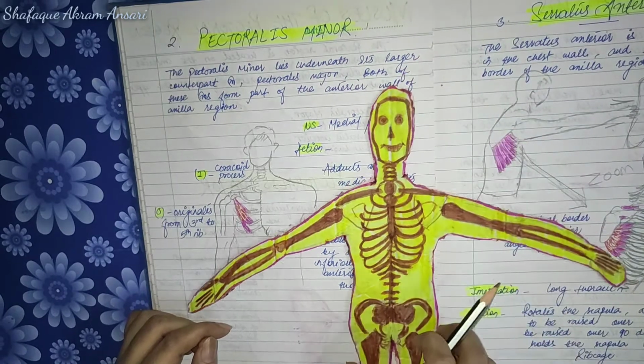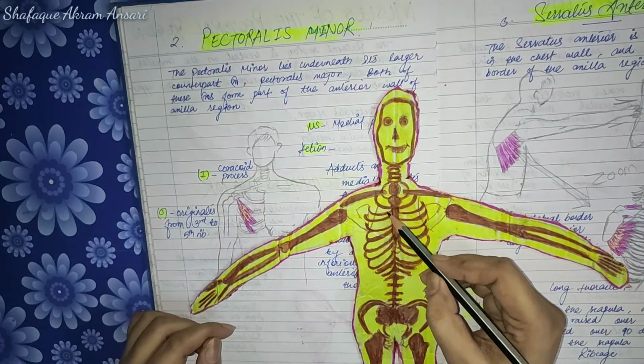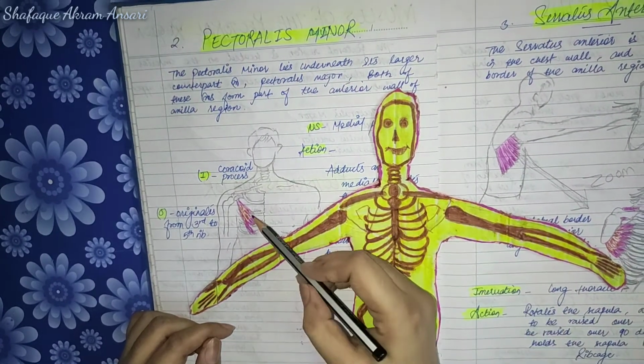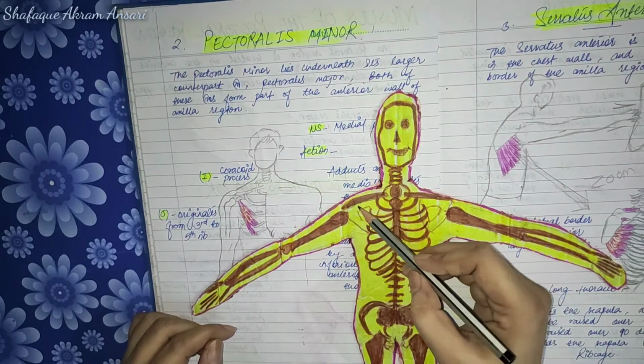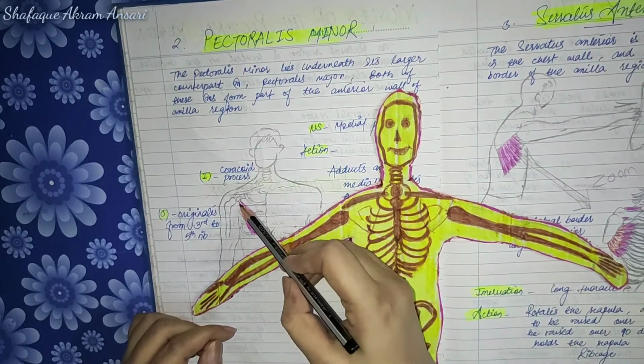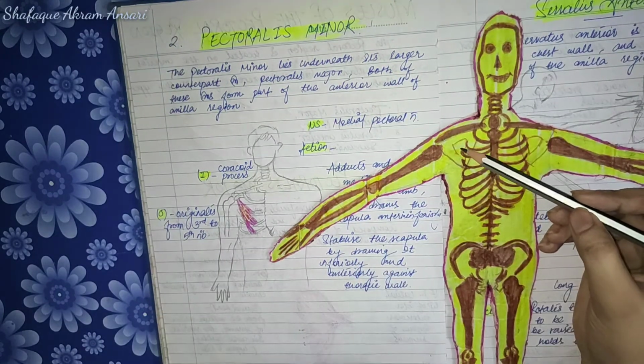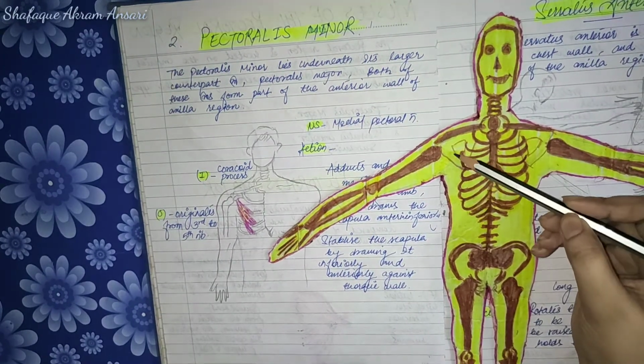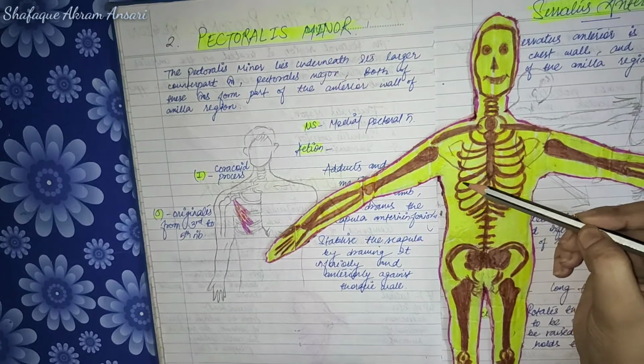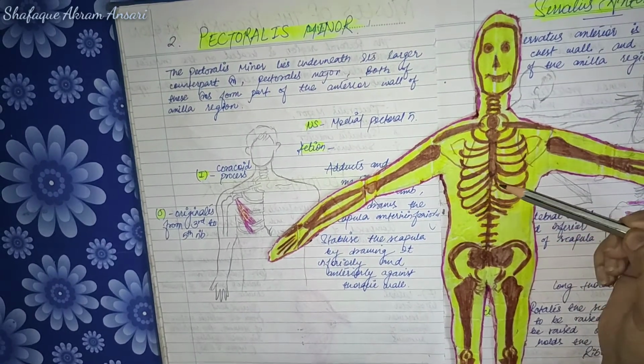It originates from the third to fifth rib and inserts on the coracoid process of scapula. And it stabilizes the scapula by drawing it inferiorly and anteriorly against thoracic wall.